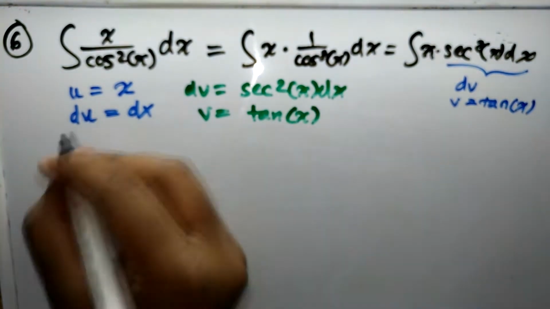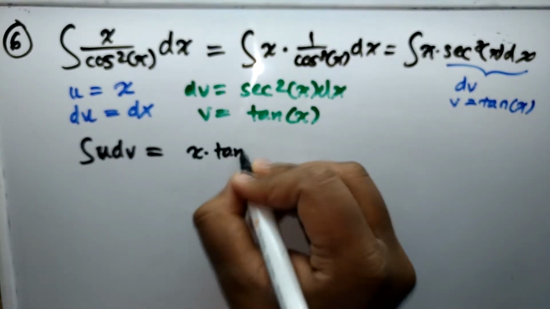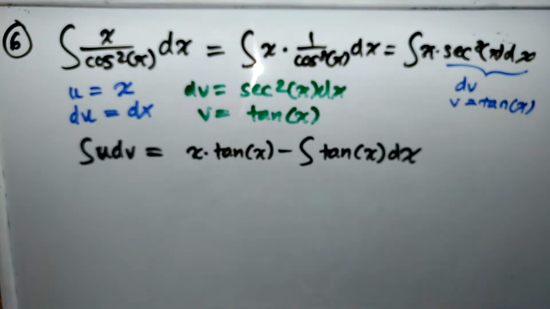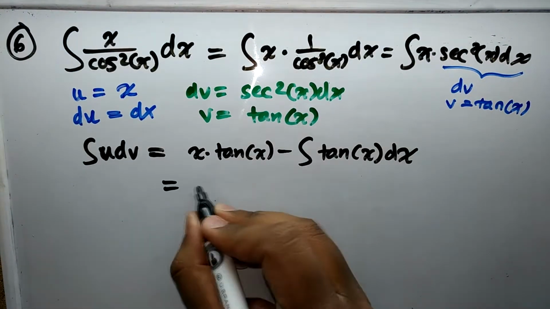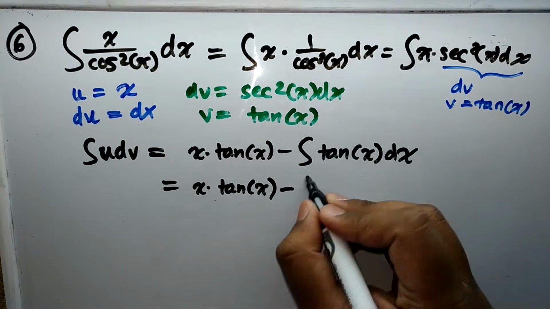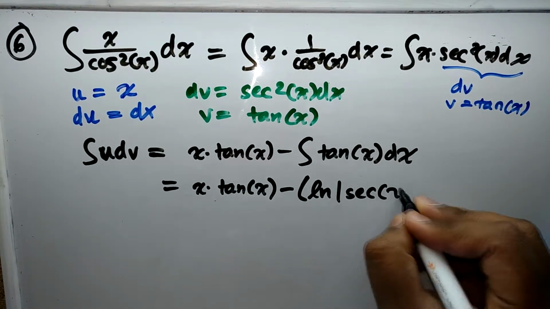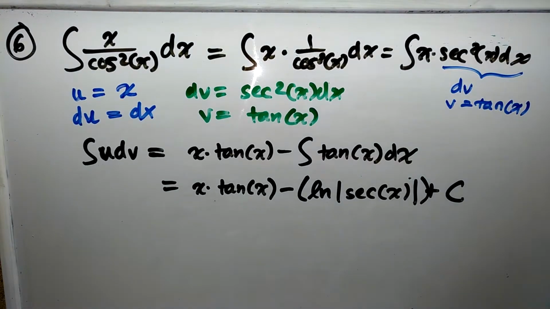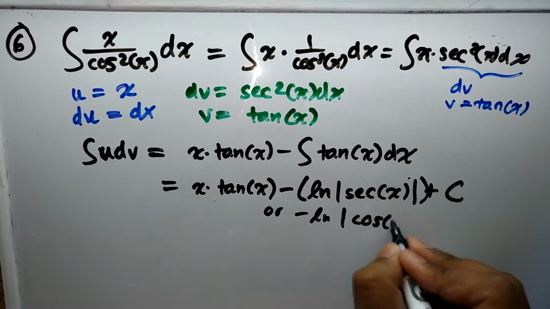And then use the IBP formula, and you will get tan x times x minus the integral of v times du, so just tan x. And if you remember from the previous antiderivative inspection video, the integral of tan x is just ln of secant x, or you can write it as minus ln cos x if you want. They're the same thing. Whichever one you write should be fine.